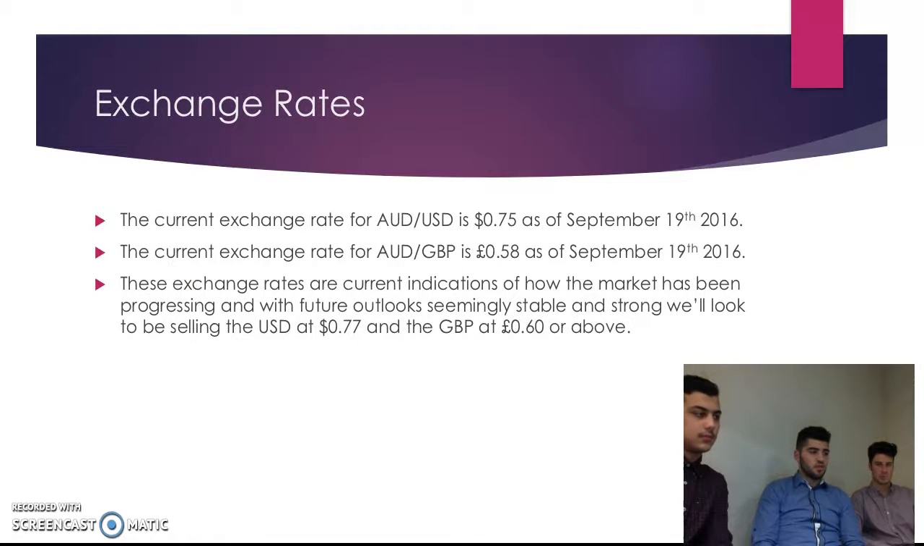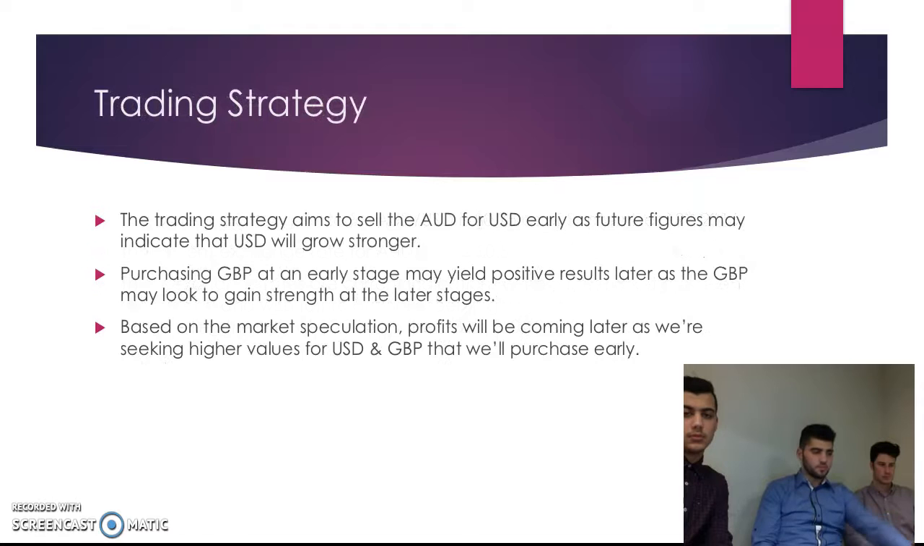Exchange rates. The current exchange rate for AUD USD is 0.75 as of September 19, 2016, and the current exchange rate for AUD GBP is 0.58 as of September 19, 2016. These exchange rates are current indications of how the market has been progressing, and with the future outlook seemingly stable and strong, we'll look to be selling the USD at 0.77 and the GBP at 0.60 above.